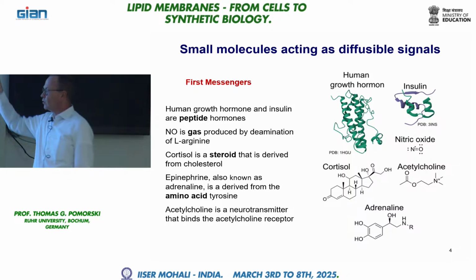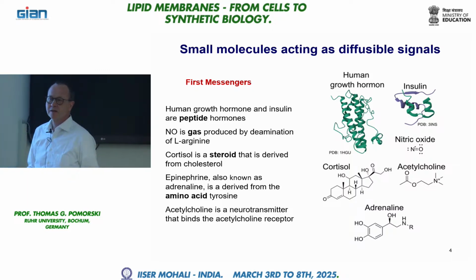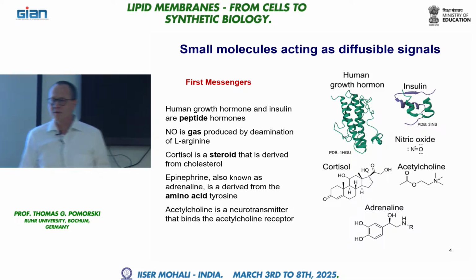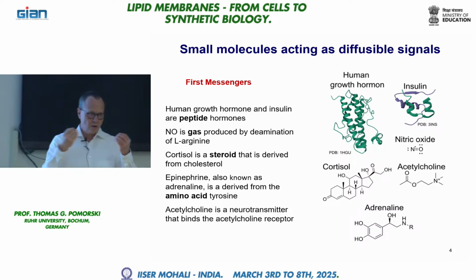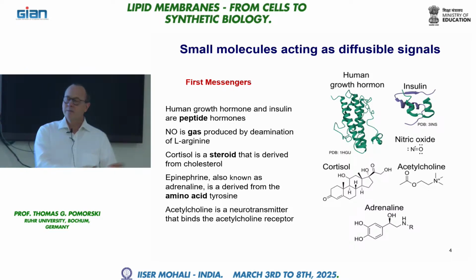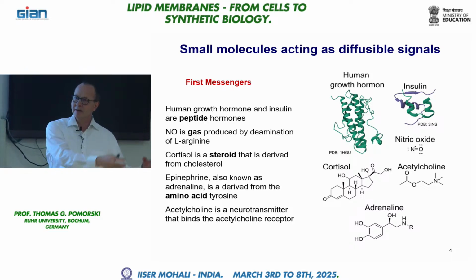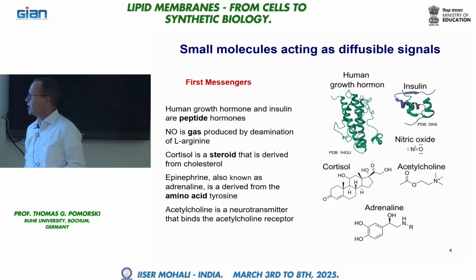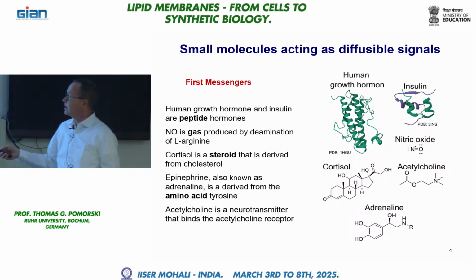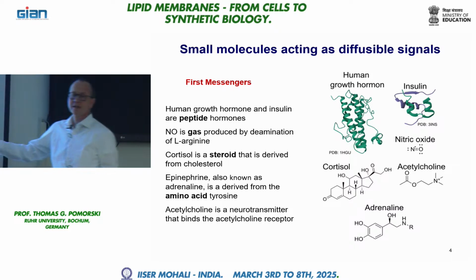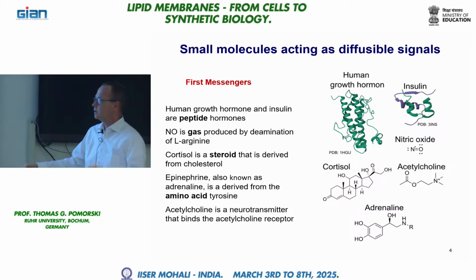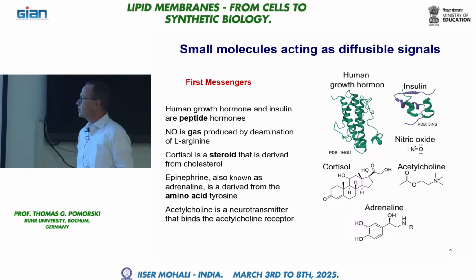So nature uses a lot of different types of molecules to serve as signals. We cannot detect these pheromones because we don't have the machinery to detect them, but some of the butterflies can recognize them, and of course only from their own species. No? Okay, so we call these signaling molecules that are exchanged between cells first messengers. And you will see later why we call them first messengers.